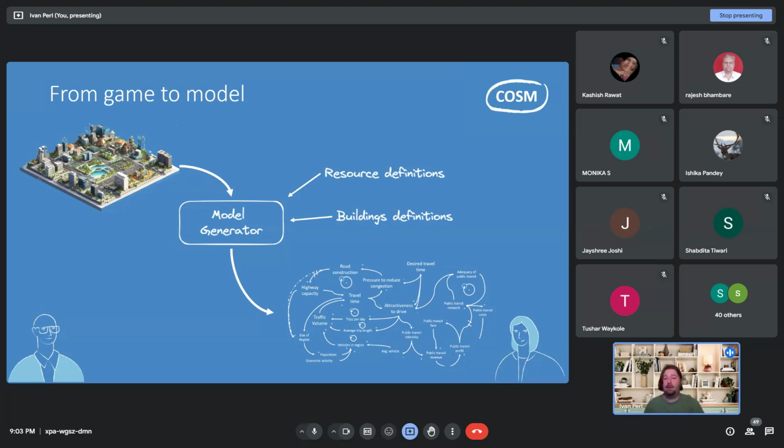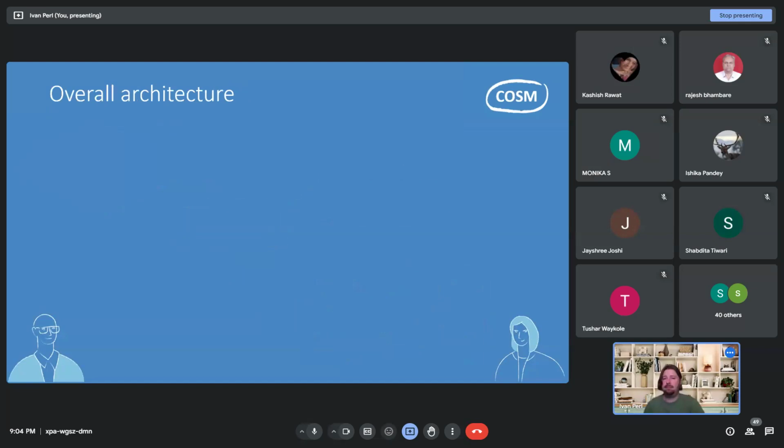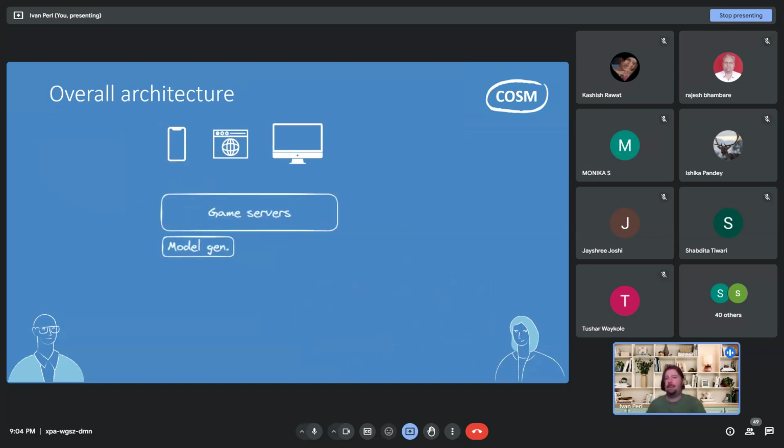The overall architecture of the whole application is a pretty big system, but simply it looks as follows. You have game clients. It can be either mobile, web browser, or you can install our game application directly on your computer. We have game servers which do a lot of housekeeping for us, keeping information about your world configuration, how you put everything on the map, your profile, just general things.